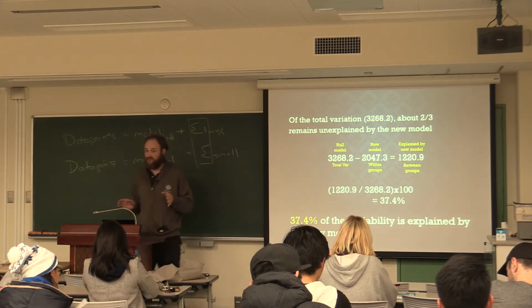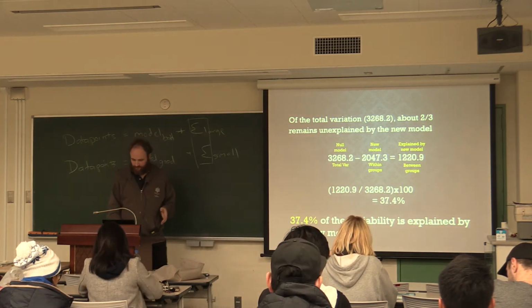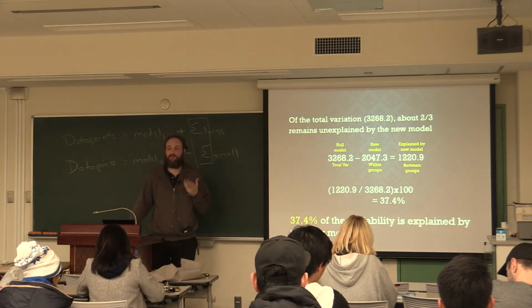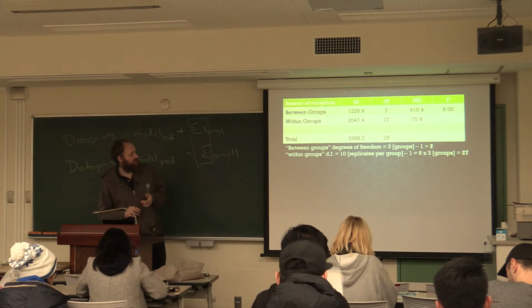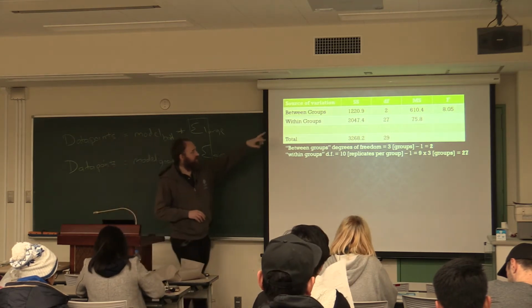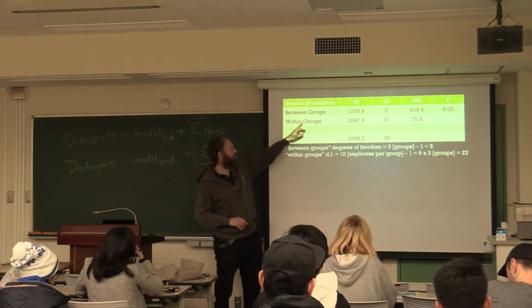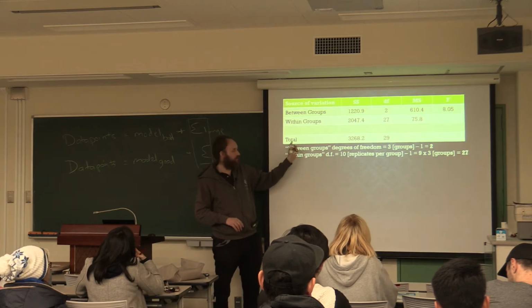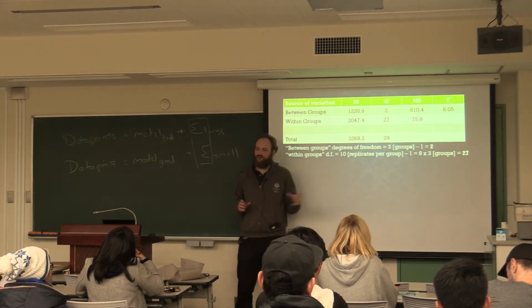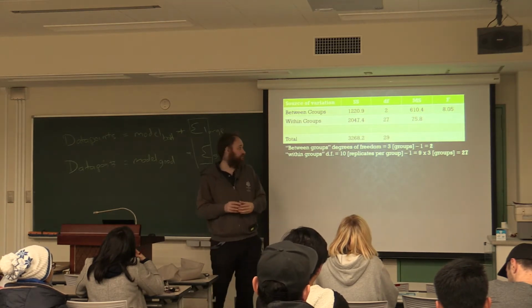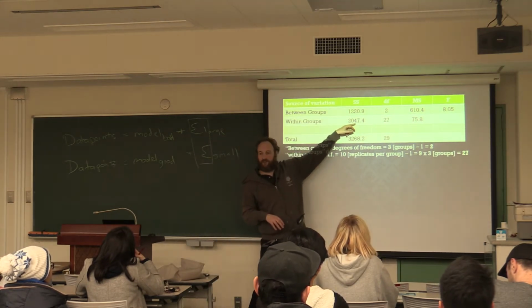Now, this is actually fairly simple. We're going to use what's called an ANOVA table. And an ANOVA table looks like this. Up here it's got source of variation: between groups, within groups, and total. Well, we know what our total is, 3268. And we know that the total variation within the groups is 2047.